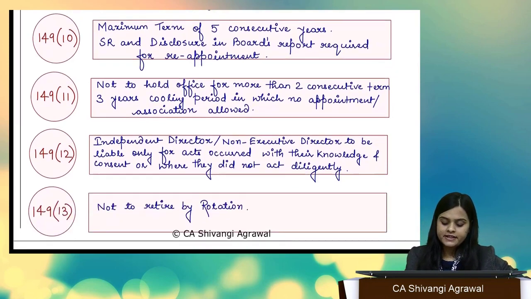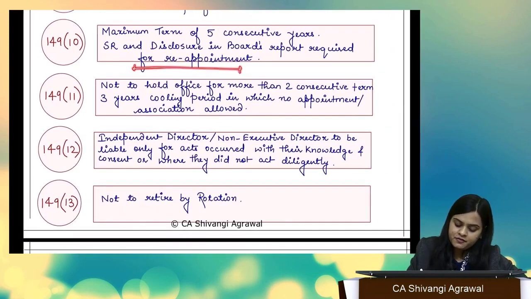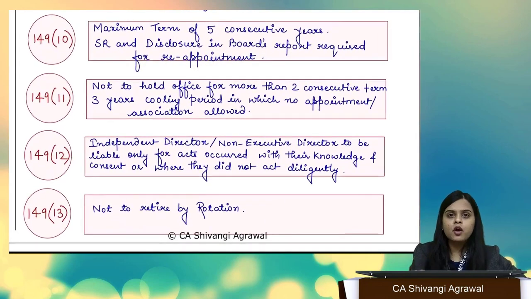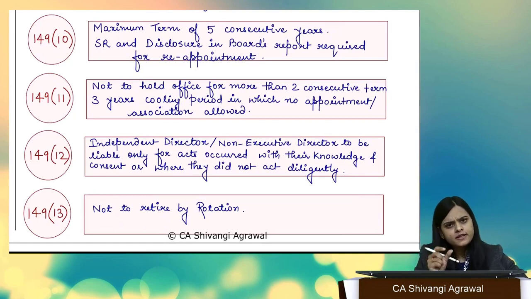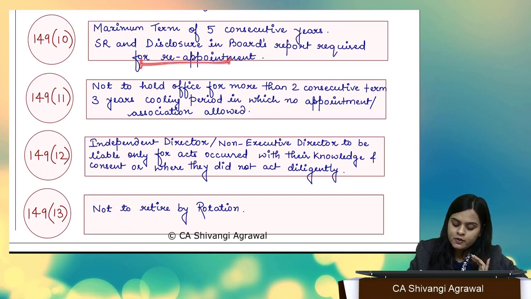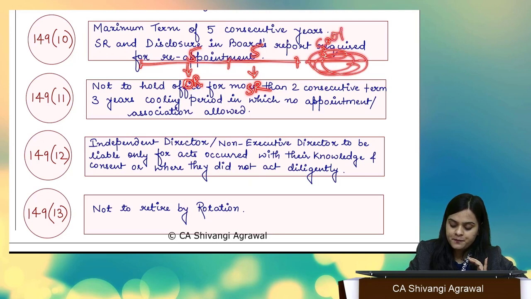You will be appointed for 5 years. You may be appointed for a shorter term also, but you cannot be appointed for more than 2 consecutive terms. And any term shorter than 5 years will also be treated as one term only. So here you can be appointed for 5 years by passing OR, again for 5 years by passing SR, and then you need to have a cooling period for 3 years. Again you can be appointed for 5 years.